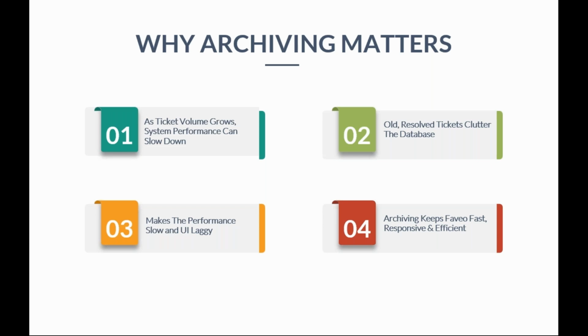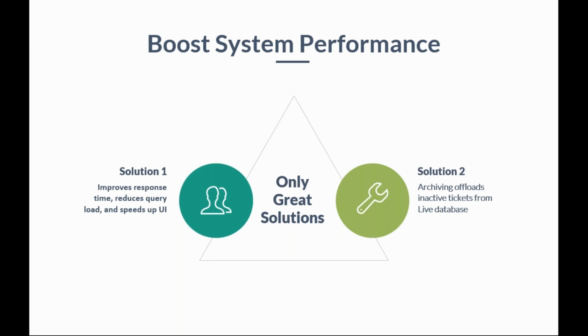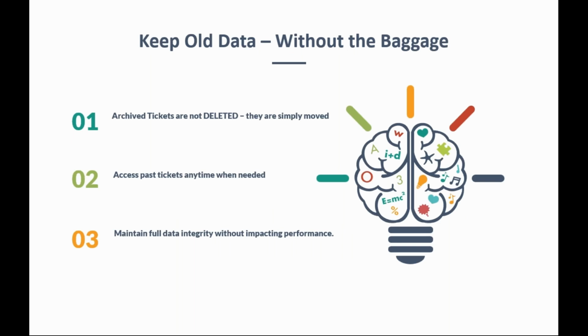The third and the fourth points are related. Whenever the database load comes down, Favio improves in performance, and it keeps Favio fast and responsive. How does it boost system performance? It improves the response time, reduces the query load, and speeds up the UI. Thus, it offloads inactive tickets from the live database. In Favio, you have the database connected with it, which we call the live database, and then you have the option to archive the data to a different place.